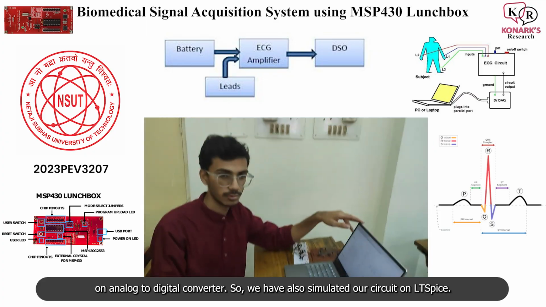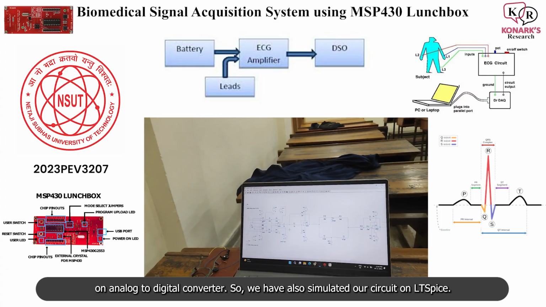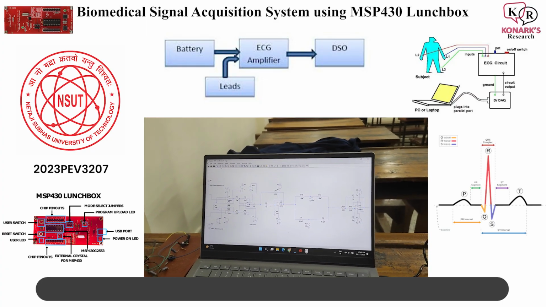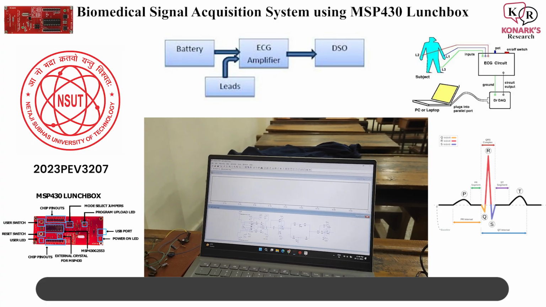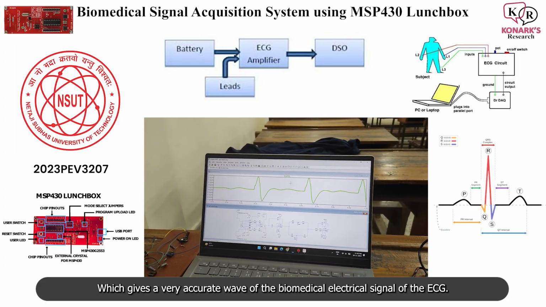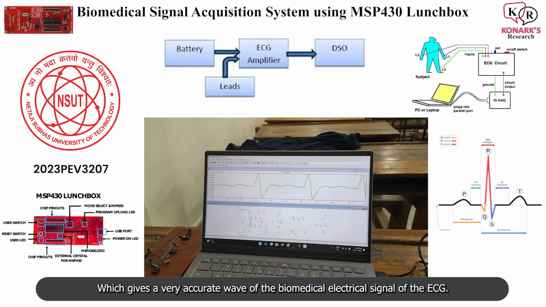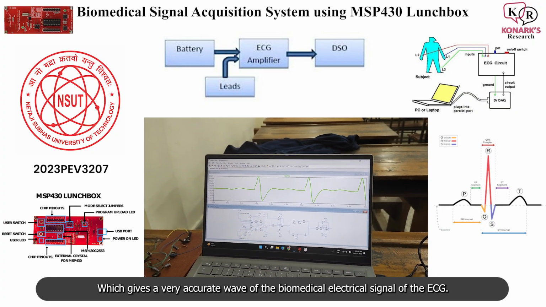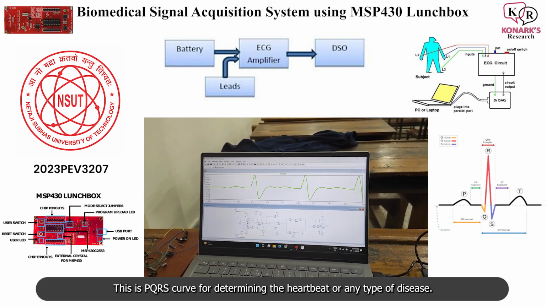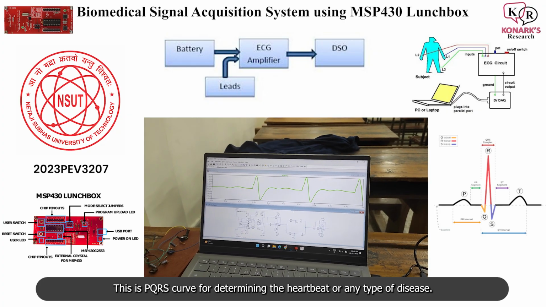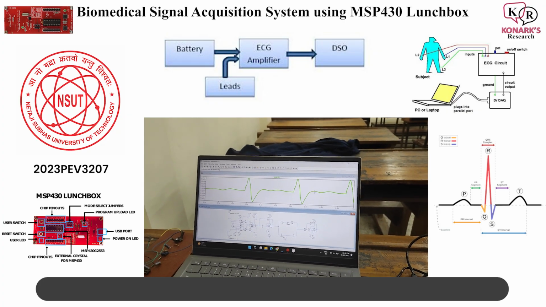We have also simulated our circuit on LTspice, which gives a very accurate PQRS wave of the biomedical electrical signal of ECG. This is the PQRS curve for determining the heartbeats or any type of disease.